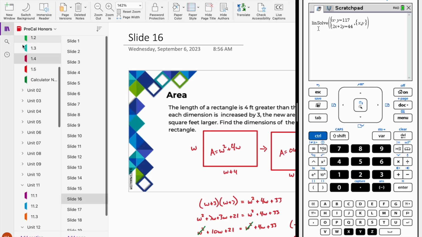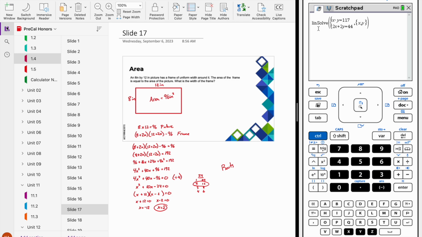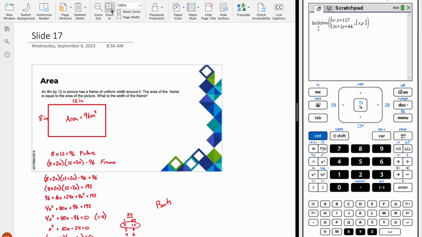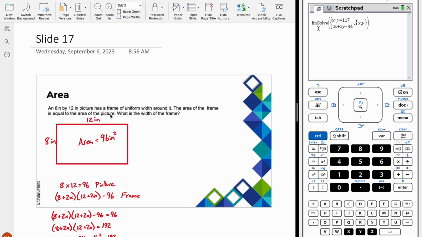Let's go ahead and take a look at 17. In slide 17, here we're looking at area once again. An 8-inch by 12-inch picture has a frame of uniform width around it. The area of the frame is equal to the area of the picture. What is the width of the frame?